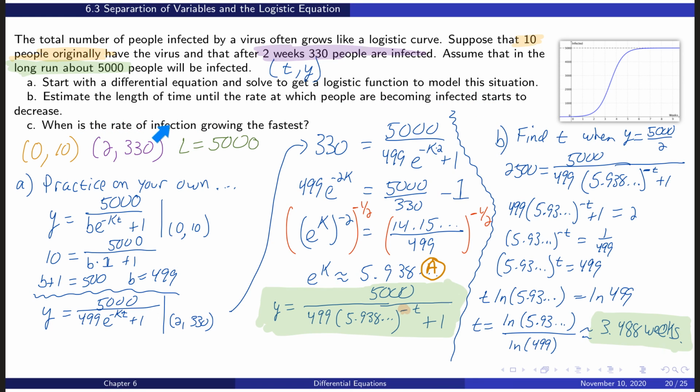And then when is the rate of infection growing the fastest? At that same point. At about 3.5 weeks is the fastest growth rate. After that, it starts to slow down. So that's it for day 56.